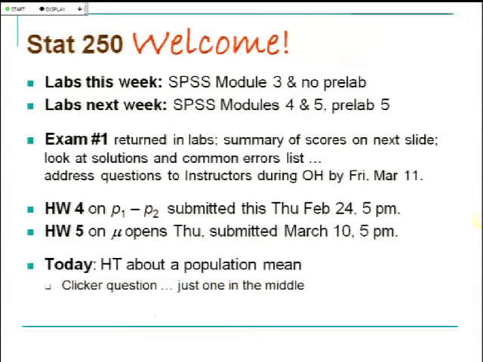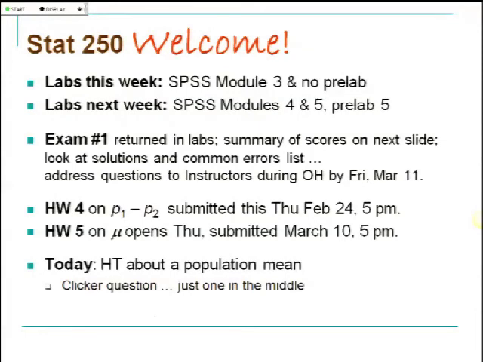This week in labs, no pre-lab, but pre-lab 5 is already open for you to try out and do for your labs after break. So you can do it before you leave for break, so you don't have to worry about it if you wish.